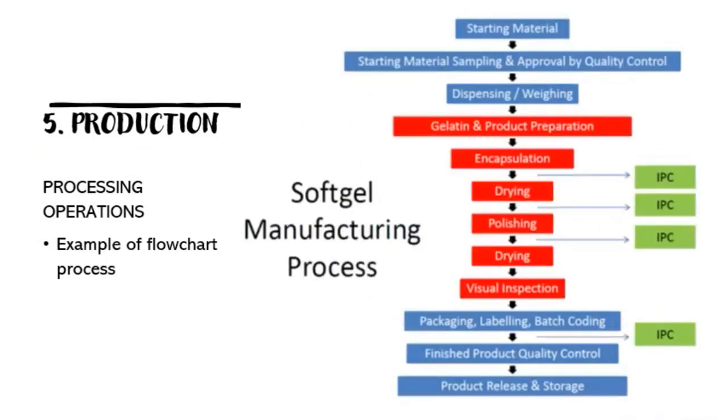Steps are just similar with the soft gel manufacturing process, which starting with the starting material sampling and approval by quality control, and finish with the packaging, labeling, batch coding, finished product quality control, product release and storage. The only differences is the middle part of the process, which involve the gelatin product preparation, encapsulation, drying, polishing, and drying again, and visual inspection.